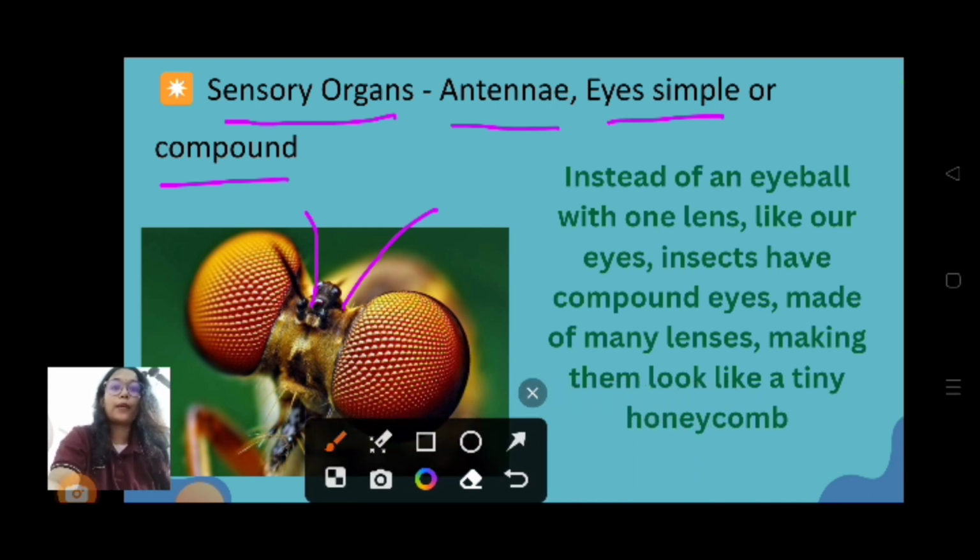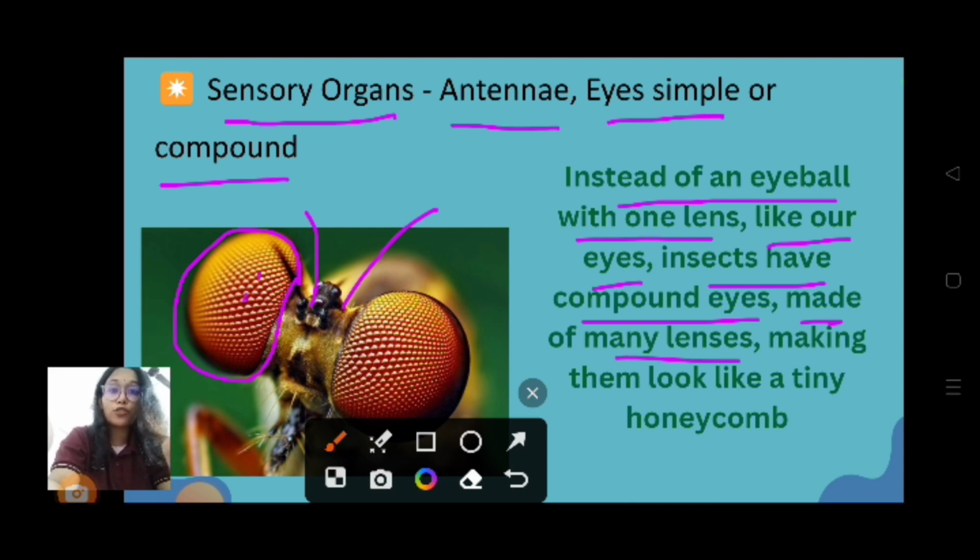Here I have mentioned a description of simple and compound eyes. It says that instead of an eyeball with one lens, like our eyes, insects have compound eyes. The eyes you can see in this picture are compound eyes, which are made up of many lenses.